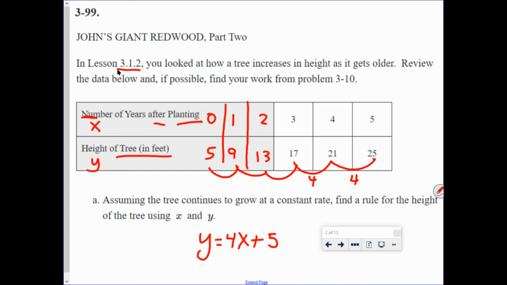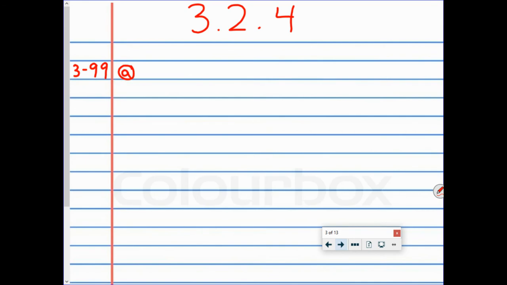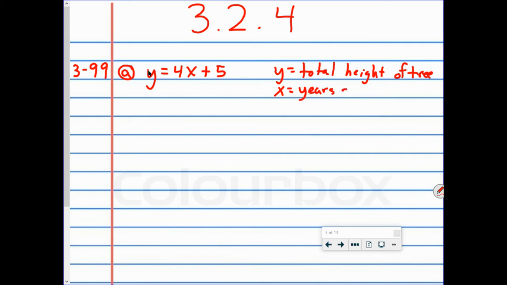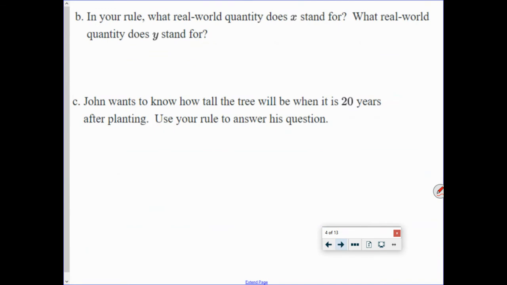On your paper, it should say y equals 4x plus 5, or y equals the total height of the tree, and x equals the years since planting. Do you notice how I'm writing on the line and right next to it? This is exactly how I want you to see it and how I want you to do it. Then I'm going to leave a little bit of space here, and I'm going to put B right here and circle B. So let's go to question B.